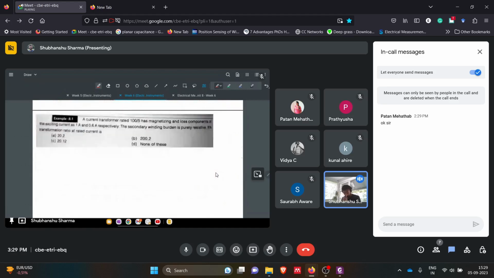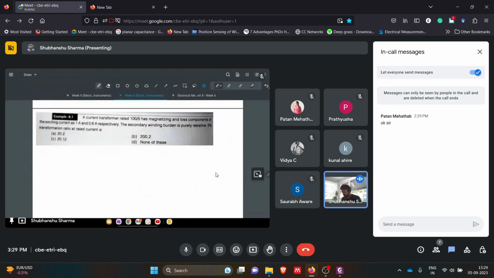Now the next question. This is an interesting question. We'll solve this. First, read this question. A current transformer rated 100 by 5 has magnetizing and loss components of the exciting current as 1 ampere and 0.6 ampere respectively. The secondary winding burden is purely resistive. This means basically the load at the secondary side of the current transformer or the potential transformer.